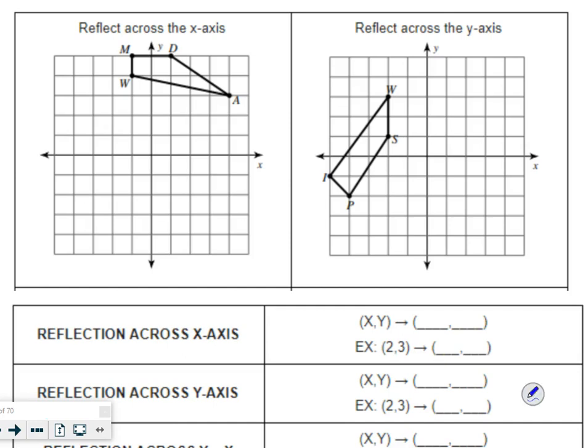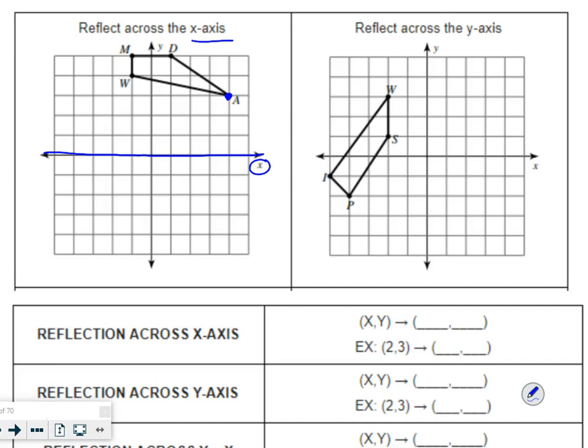So if we reflect this across the x-axis, that is this line right here. See the x there? It's the x-axis. That means it's going to be the same distance across the x-axis on the top as it is on the bottom. So for each coordinate point, here we have coordinate point A.